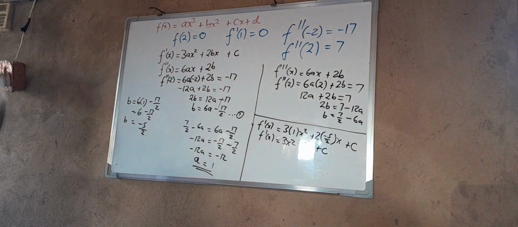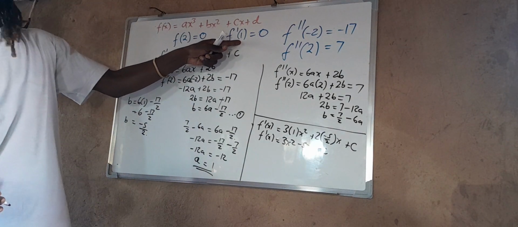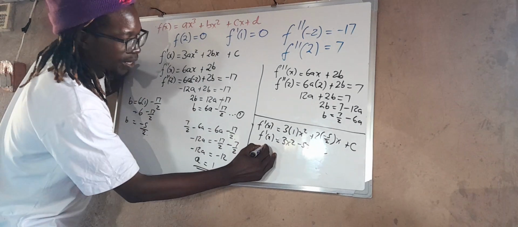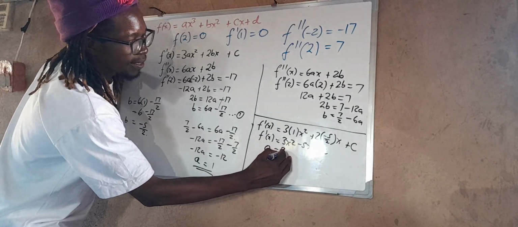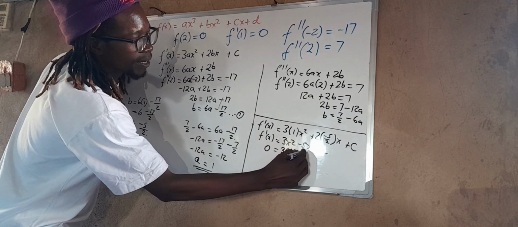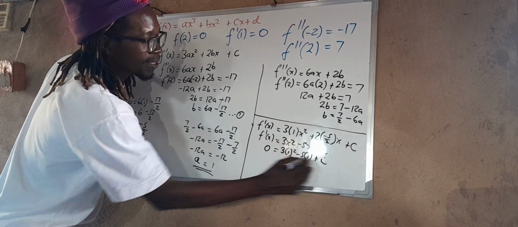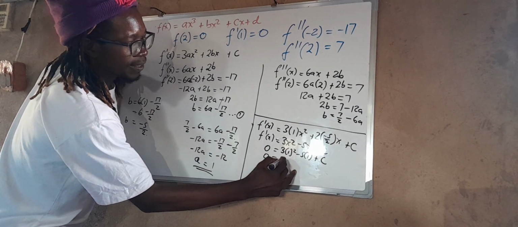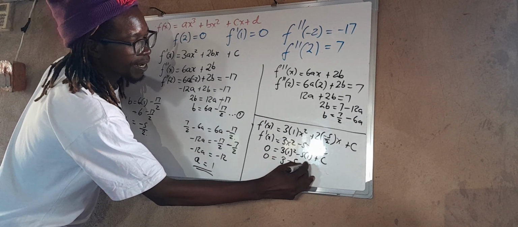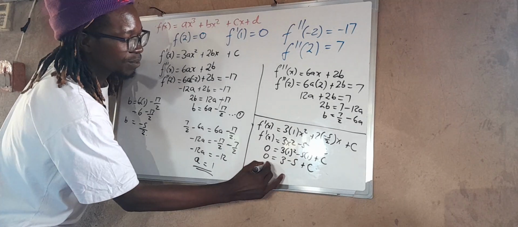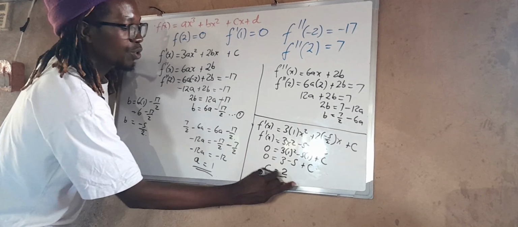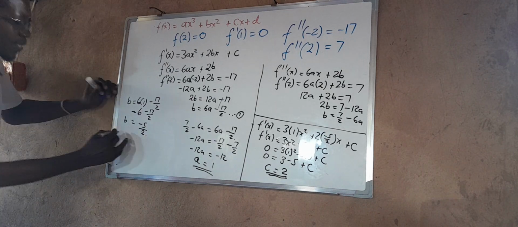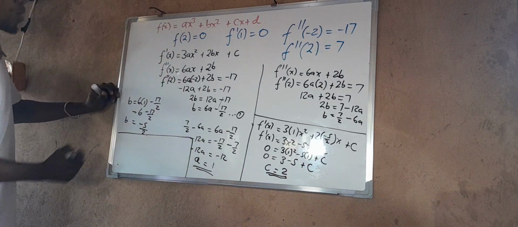But now we are told that if we substitute 1 as the value of x, we are going to get 0. So 0 equals 3 times 1 squared minus 5 times 1 plus c, right? So 0 becomes 3 minus 5 plus c. This is minus 2, so it means that c is equal to 2. Now we have found the value of c.